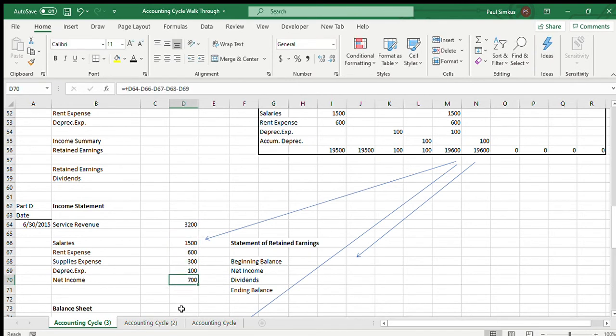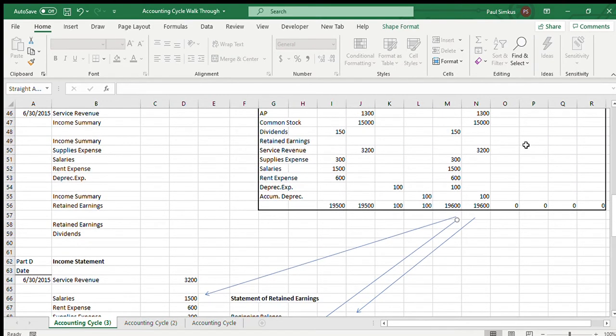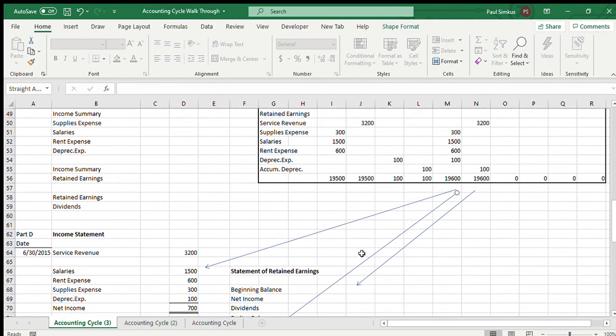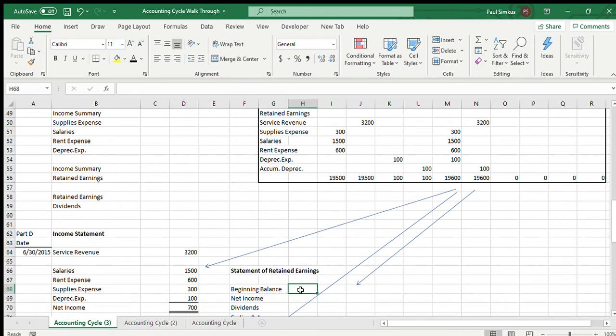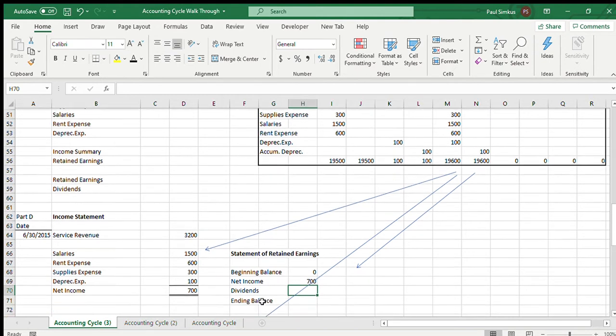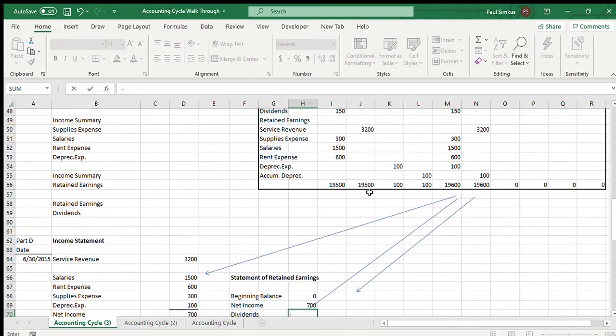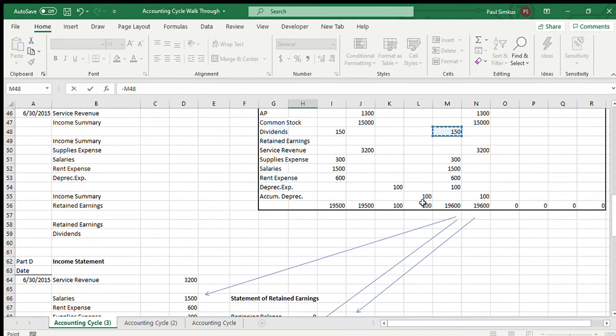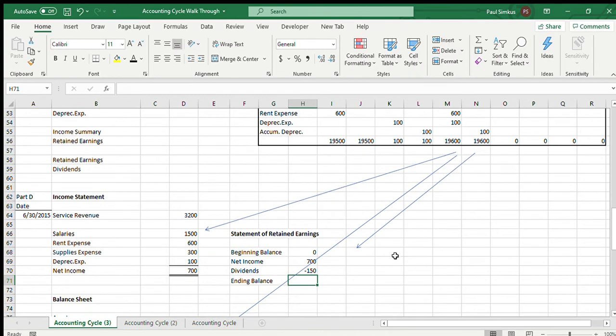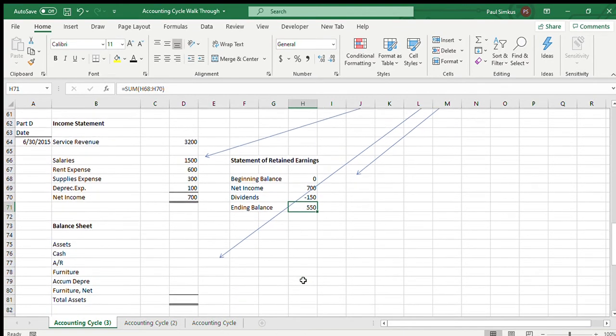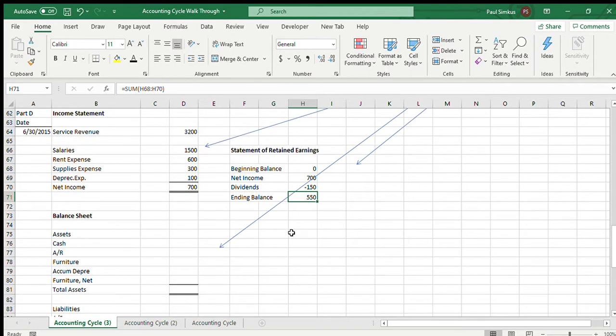700. Okay, statement of retained earnings, there's no beginning balance to retained earnings. There's no beginning because we just started the company. So 0, plus 700 net income, subtract the dividends. If you want, if it's a negative number, just go negative instead of positive and pull the dividend number off. Go ahead and sum that statement and you get 550 in retained earnings. You'll use that in the balance sheet.